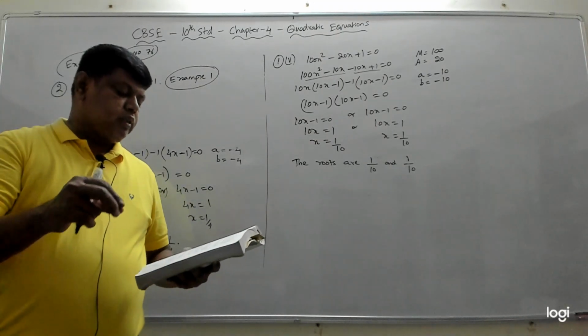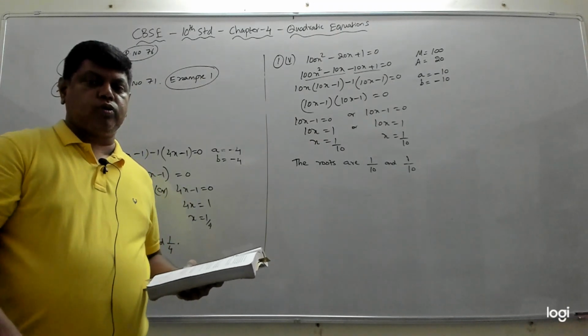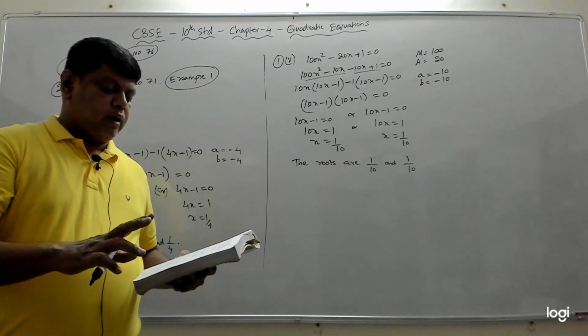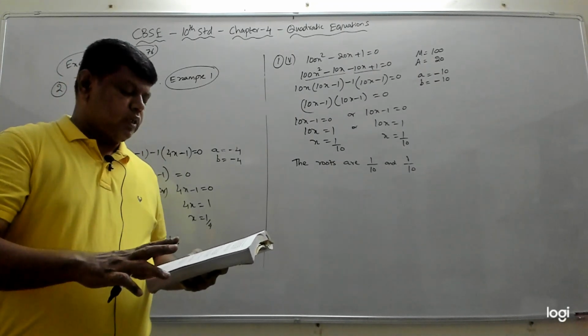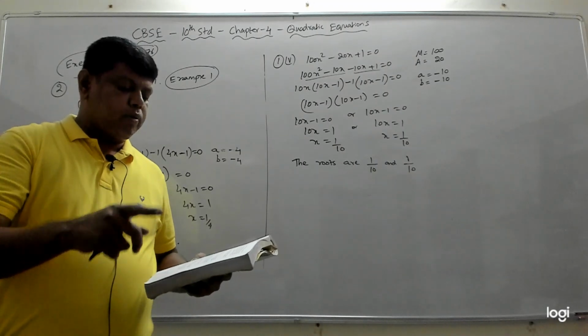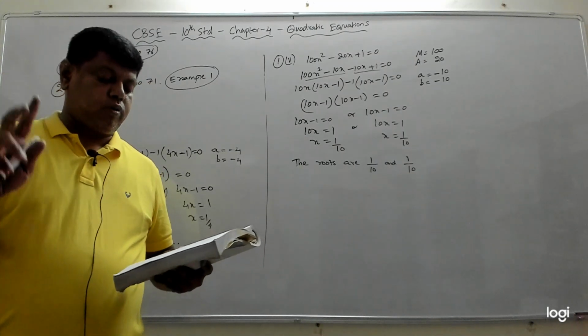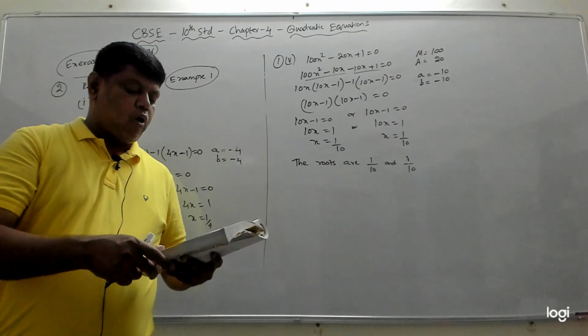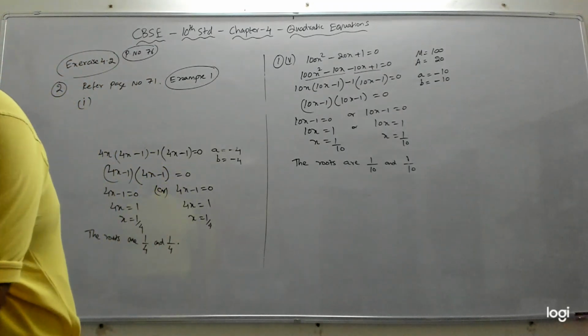So John and Jivanti together have 45 marbles. Both of them have lost 5 marbles each, and the product of the number of marbles they have now is 124. We would like to find out how many marbles they had to start with. So that is the question.